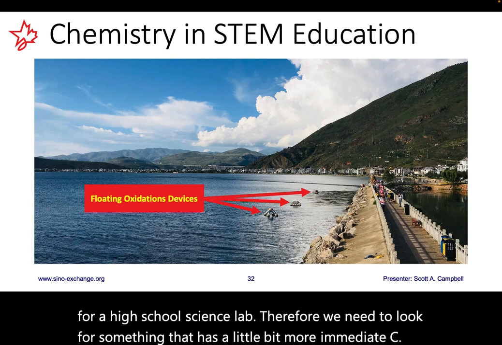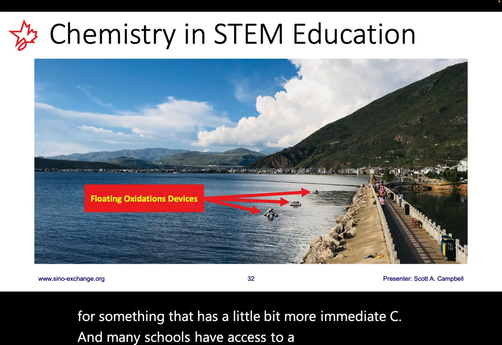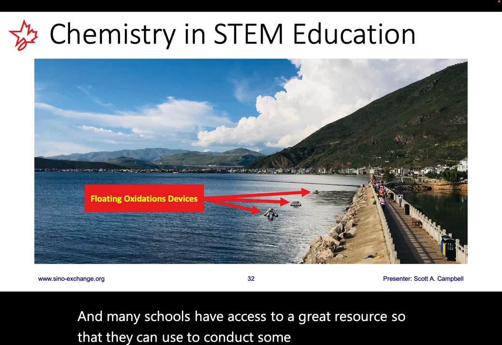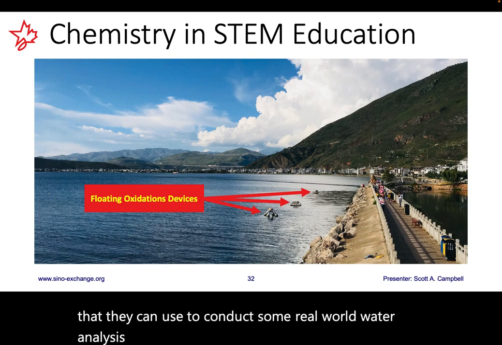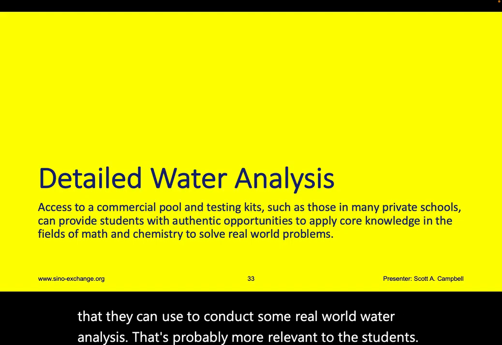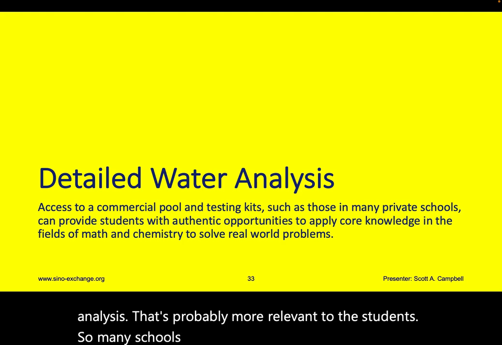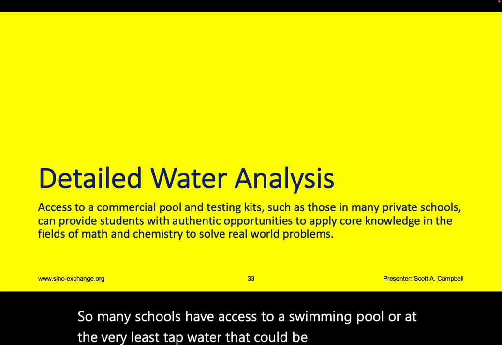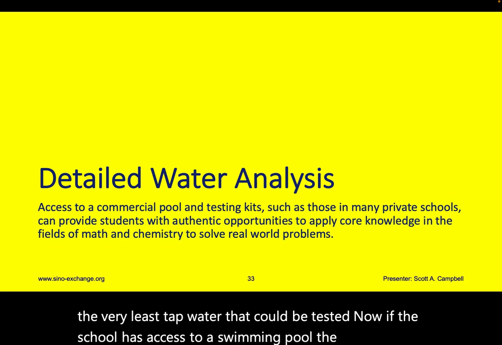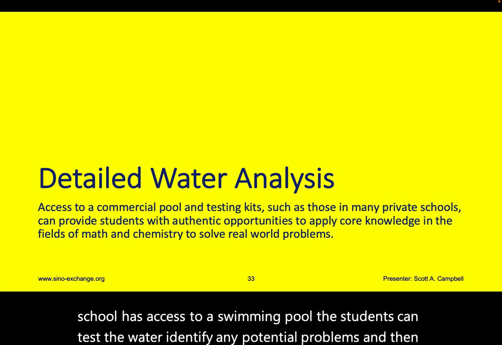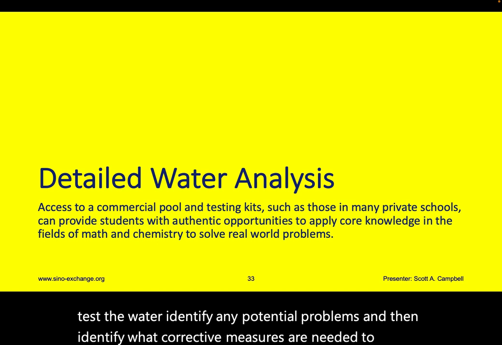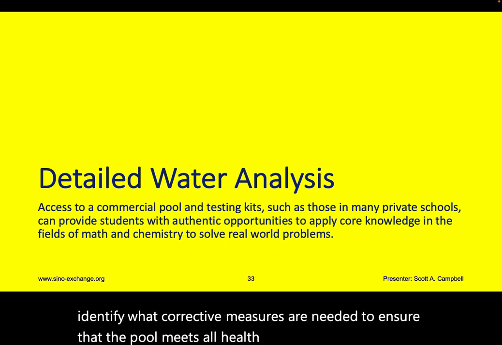And many schools have access to a great resource that they can use to conduct some real-world water analysis that's probably more relevant to the students. So many schools have access to a swimming pool, or at the very least, tap water that could be tested. Now, if the school has access to a swimming pool, the students can test the water, identify any potential problems, and then identify what corrective measures are needed to ensure that the pool meets all health and safety regulations.